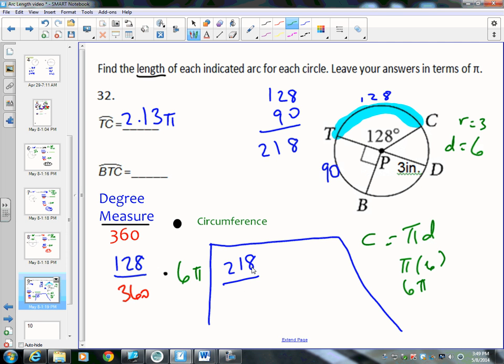We're going to divide that by 360, and whoops, I used the wrong color, oh well. And the circumference, it's the same exact circumference as last time because the circle didn't change, so it's 6 pi. So we say 218 divided by 360 multiplied by 6, and we end up getting 3.63 pi. Again, this is in terms of pi.